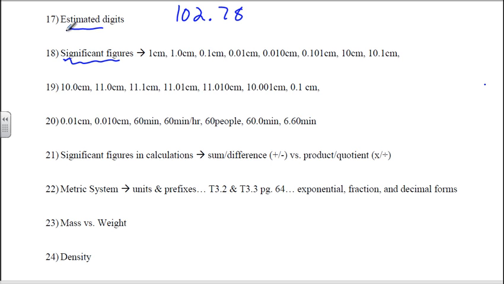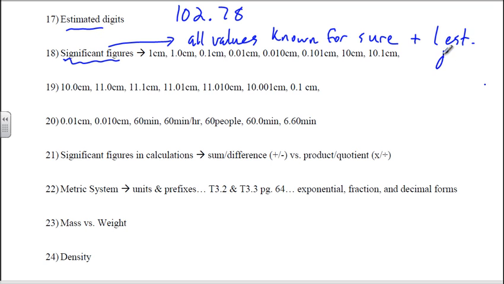So significant figures, definitely know a definition. Probably the simplest definition I can come up with is: all values, and this isn't a measurement, all values known for sure, or with confidence, plus one estimated digit. So everything you know for sure plus one estimated digit.